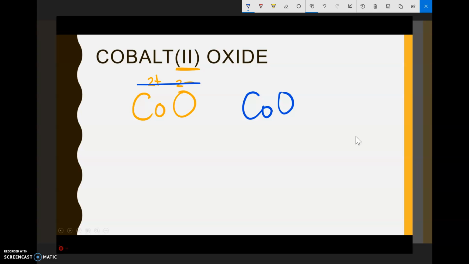So in order to make this compound neutral, we only have to have 1 cobalt and 1 oxygen. So your answer is just going to be CoO. And that's your answer for that one.